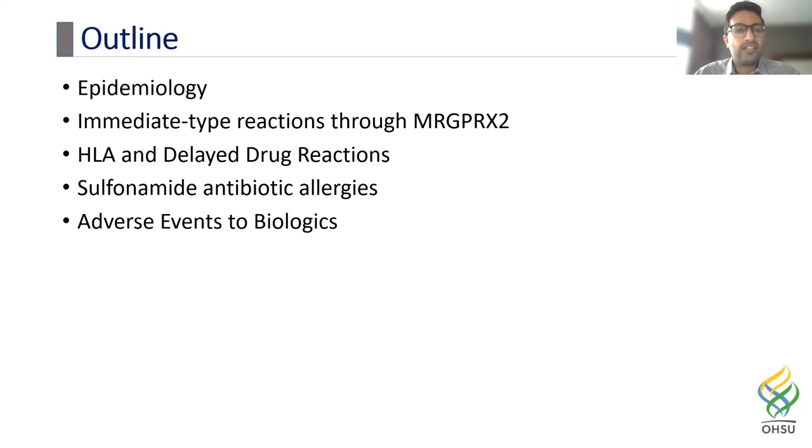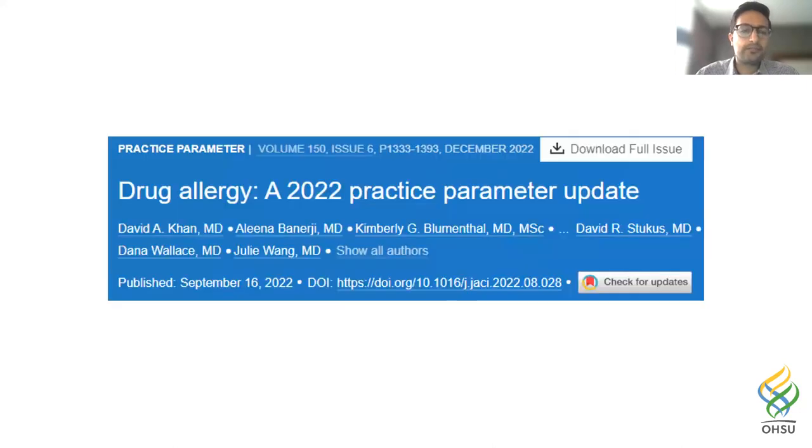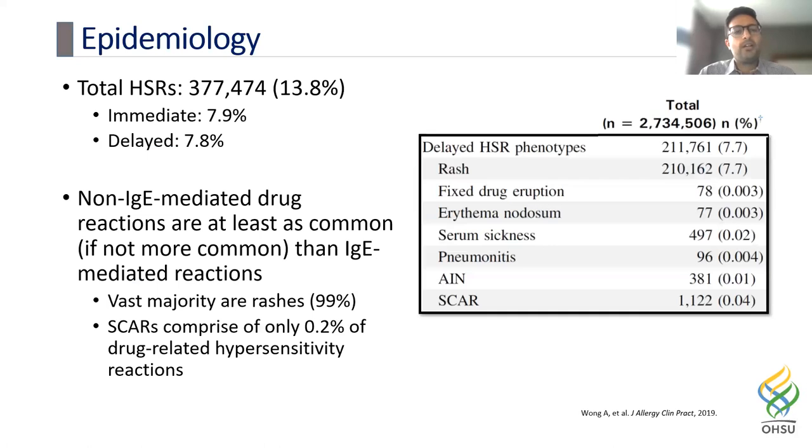So for today's outline, we're going to go through this one by one. Briefly, let's just talk about the epidemiology. Before we jump into that, there was a new drug allergy practice parameter that came out last year. Very important for everybody to take a quick look at. They broke it down very nicely into specific categories, a great reference guide for when you see a patient with atypical symptoms or symptoms where you're not sure what to do. It's a very usable document. Not all the practice parameters are usable, but this one is particularly helpful in quick referencing.